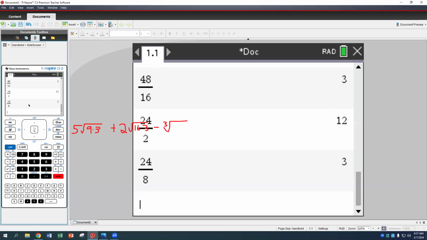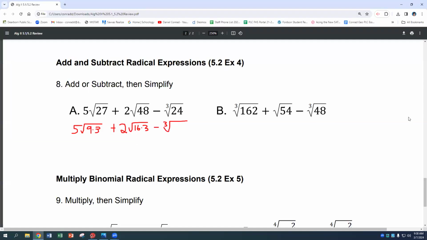So I'm going to split it up into 8 times 3. Okay, the square root of 9 is 3, so I'm going to do times 3, and then what's left inside is the 3. Plus 2 times the square root of 16 is 4, and then what's left inside is going to be the 3. Minus the cubed root of 8 is 2, and what's left inside is the cubed root of 3.